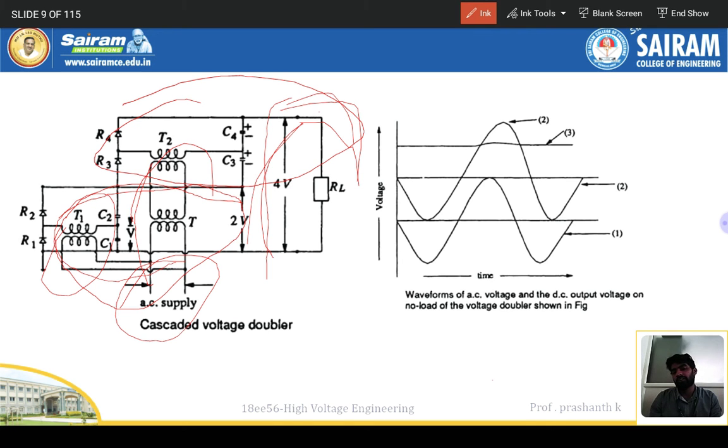So this is the output of the cascading voltage doubler. The name voltage doubler itself indicates that the output voltage will be double the input voltage. That's all, nothing more to it.